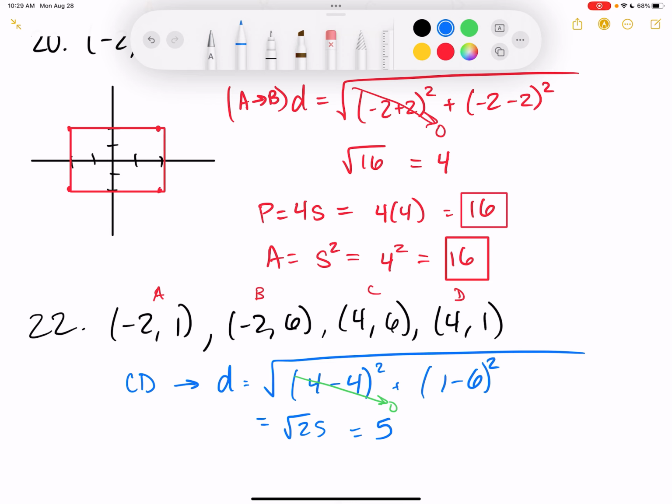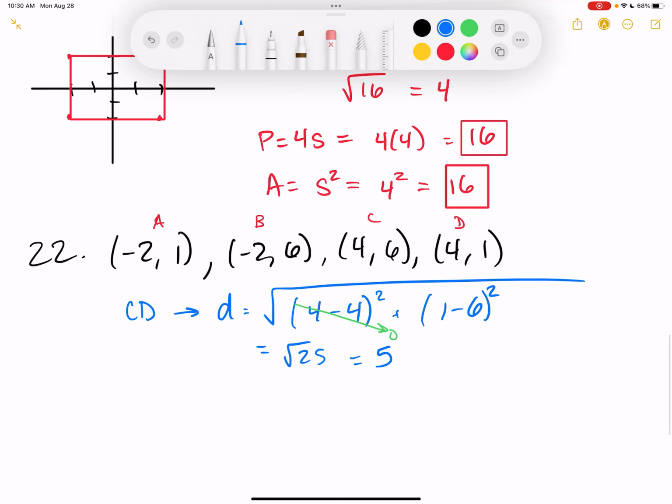So now I need to do one where the x values are different. I need the y values the same and x values different, or I'm going to have to do all 4. So I'm going to do A and D for this one.